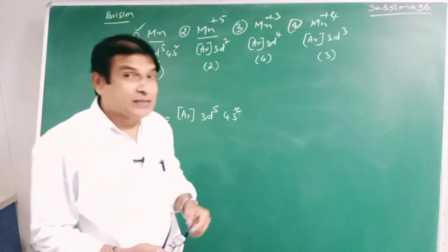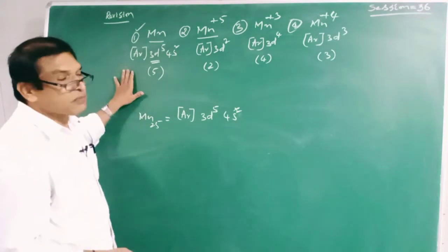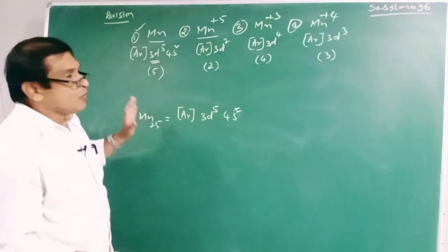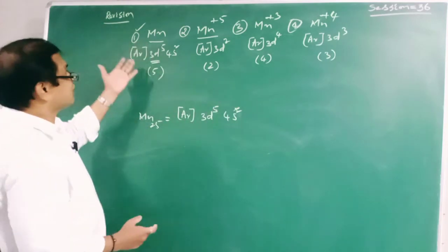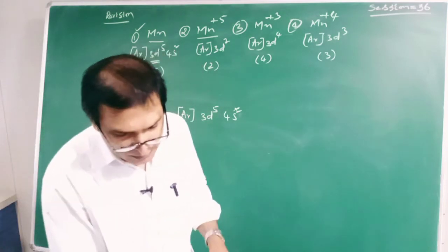That is how we can identify the right option. Which has the maximum number of unpaired electrons, first option. Which has the highest magnetic moment, also first option, because of the highest number of unpaired electrons. That is one important point.